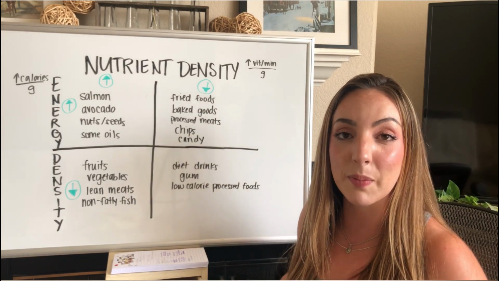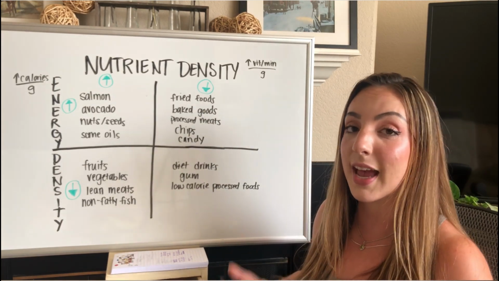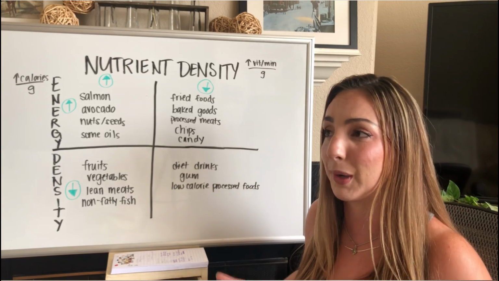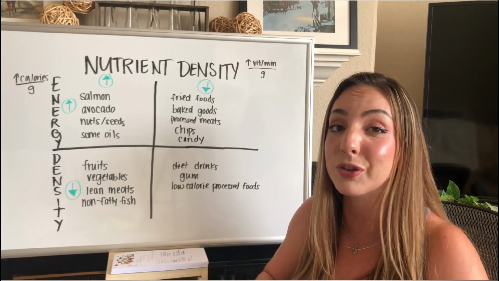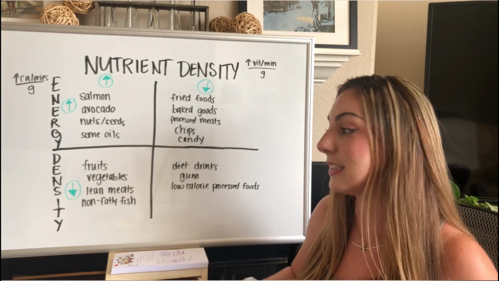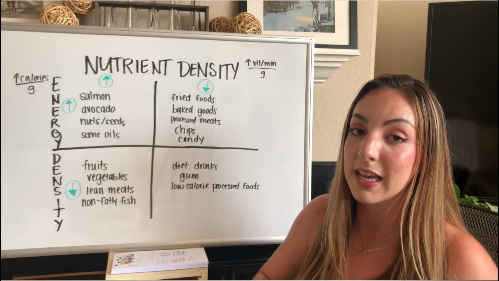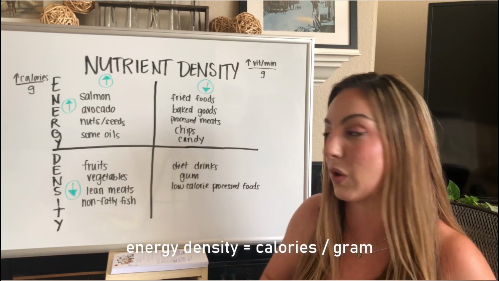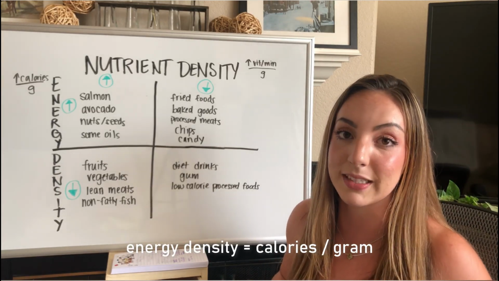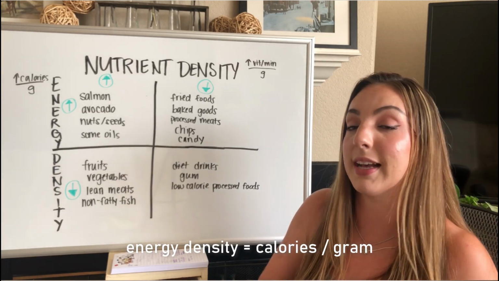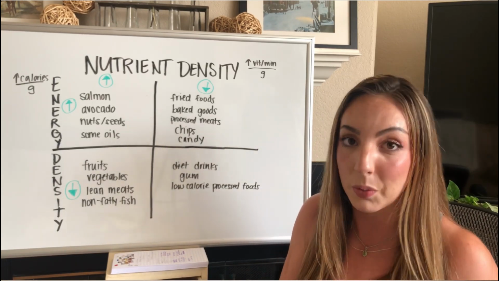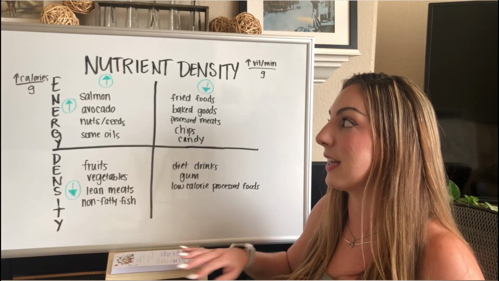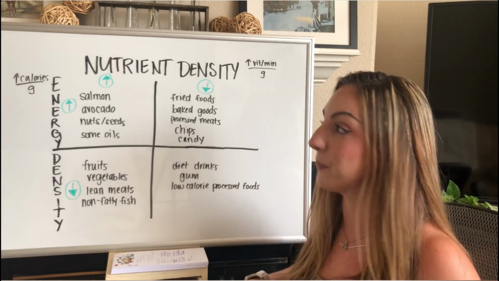First of all, let's talk about the definitions of energy density and nutrient density, as these two terms are sometimes used interchangeably, which should not happen because they mean two completely different things. Energy density refers to the amount of calories in a unit volume of a food. So for example, how many calories something has per gram. If it has higher calories per gram, it's going to be more energy dense than if it has lower calories per gram. So we can think of that as like the caloric value.